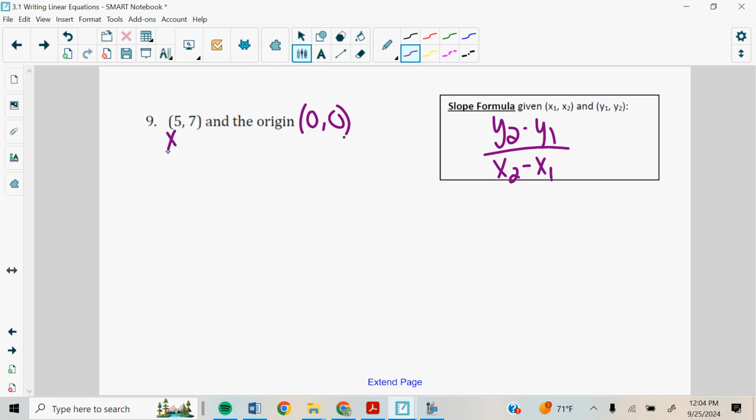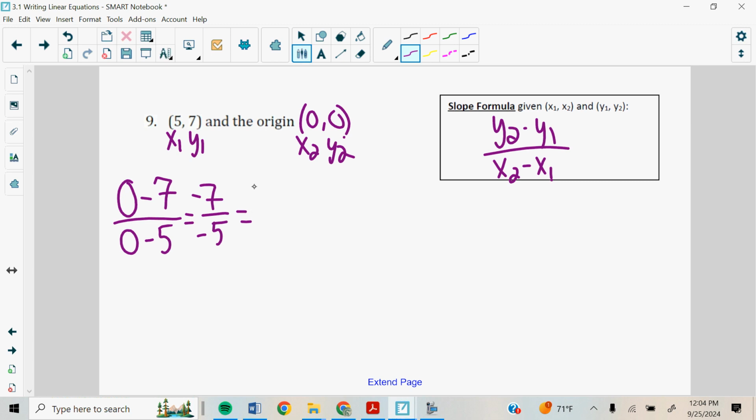So x1, y1, x2, y2. And now I'm going to do my slope. 0 minus 7 and 0 minus 5. So we get negative 7 over negative 5, which turns into a positive 7 over a positive 5. So now I have my slope, and I know my y-intercept is 0.